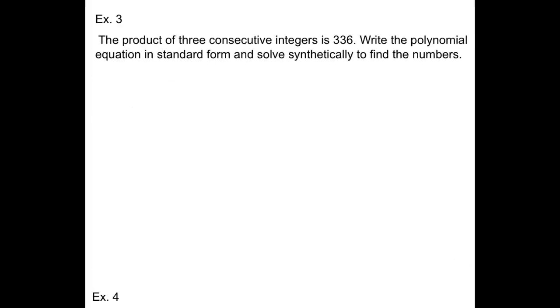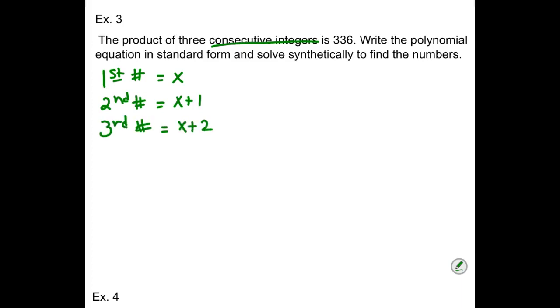All right, our third example says the product of 3 consecutive integers is 336. Write the polynomial equation in standard form and then solve synthetically to find the numbers. All right, so consecutive integers means numbers that are right next to each other. So if x is my first number, the second number is just 1 higher than that, so x plus 1, and my third number would be 1 higher than that, so x plus 2.